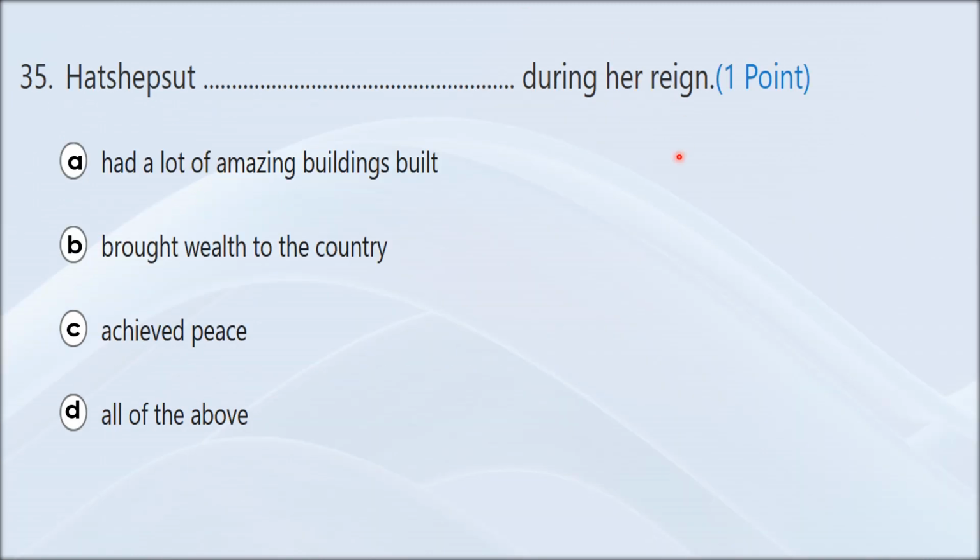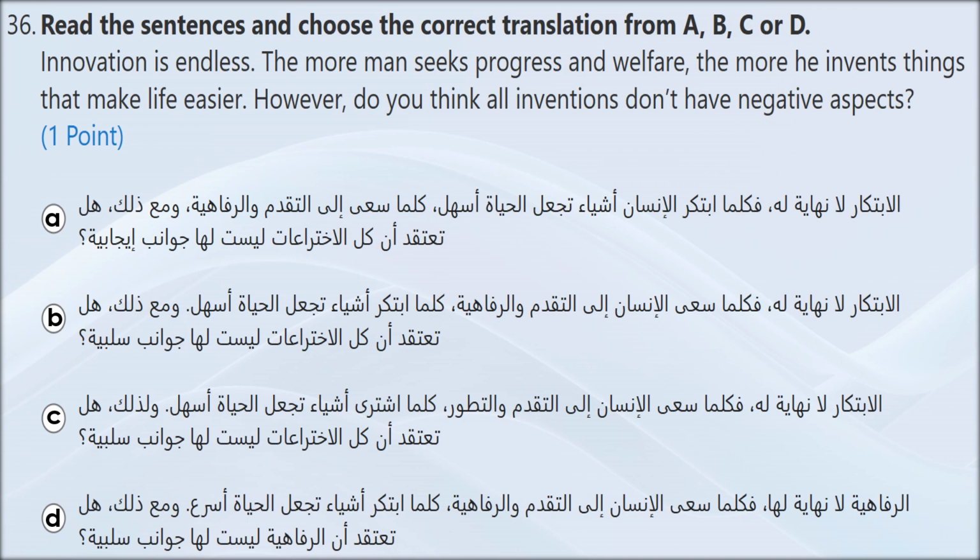35. Hatshepsut, during her reign, had a lot of amazing buildings built, brought wealth to the country, achieved peace, all of the above. Of course, all of the above means everything mentioned. Again, Hatshepsut, during her reign, had a lot of amazing buildings built, brought wealth to the country, achieved peace, all of the above.